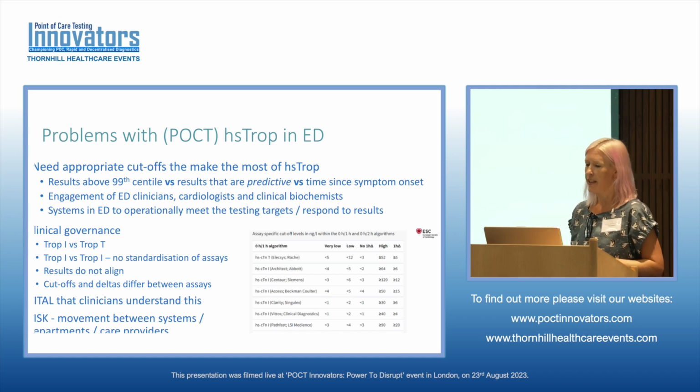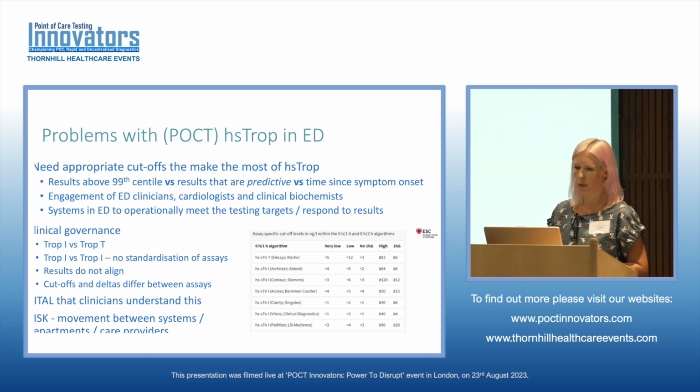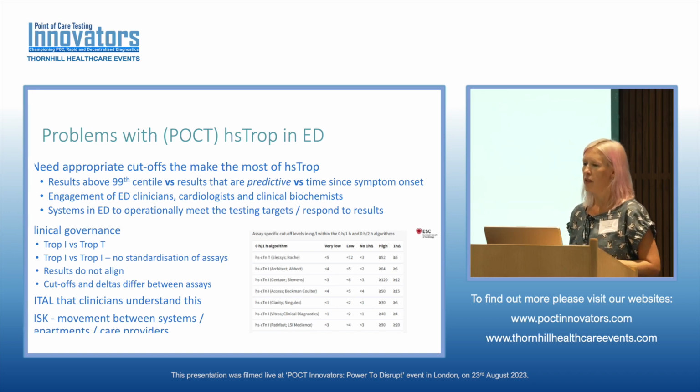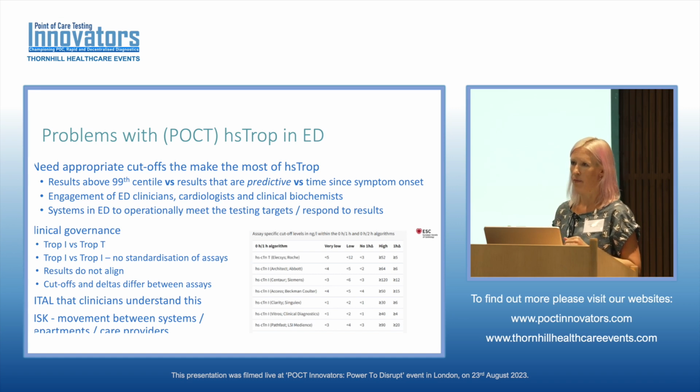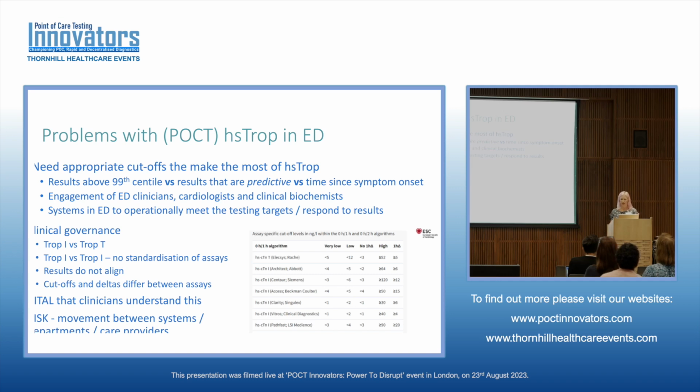You need engagement from ED clinicians, cardiologists and clinical biochemists, and you need the systems in ED to operationally meet these testing targets. So across our network we've got different trusts and different systems and different testing going on. At the moment in Surrey, they're doing a 0 and 3 hour protocol, but one of our hospitals is doing a 0 and 1 hour protocol. But we've actually got data, which I'll show you in a bit, which shows that only 20% of patients are getting their second test after 1 hour. Most of them are much later. So they haven't got the setup to be able to actually do the 0 to 1 hour delta.